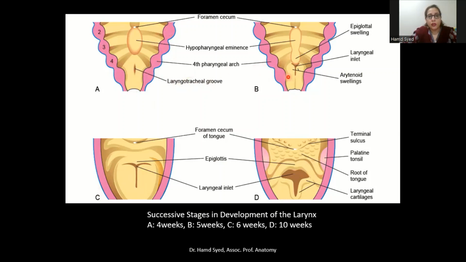In the next stages, you can see that on either side of this vertical slit, two swellings appear, known as the arytenoid swellings, and they cause the conversion of this laryngotracheal groove, which is a vertical slit, into a more T-shaped opening, which is better seen in diagram C. Here is the T-shaped opening, which has now been labeled the laryngeal inlet. The laryngeal inlet expands in the further stages of development.